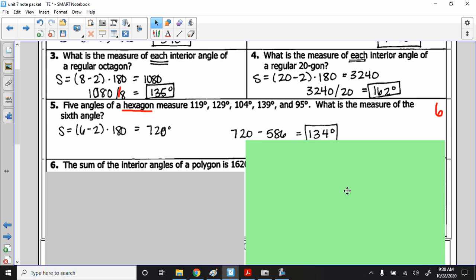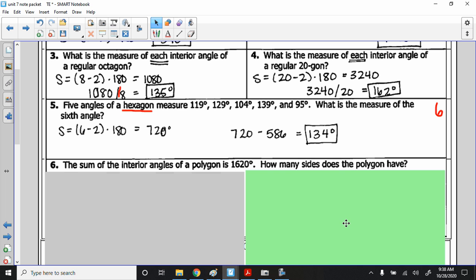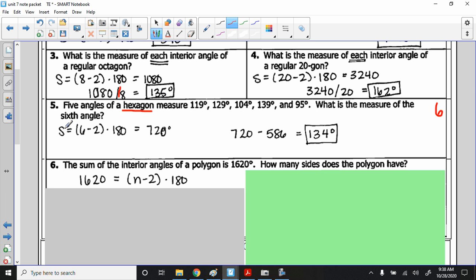All right, the sum of the interior angles of a polygon is 1620, how many sides does it have? This is tough, okay? So what you do is get your interior sum. That's 1620 equals, so you see this formula here? I said sum equals n minus 2 times 180.